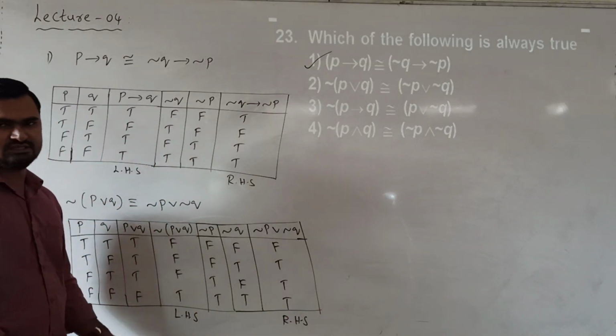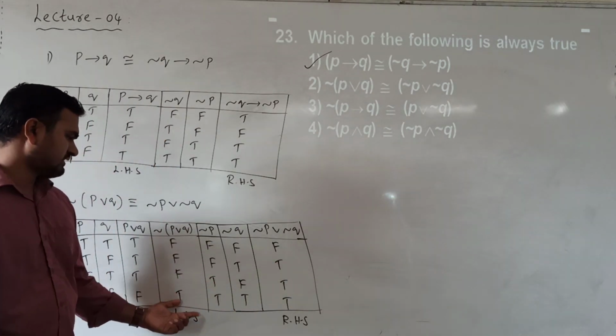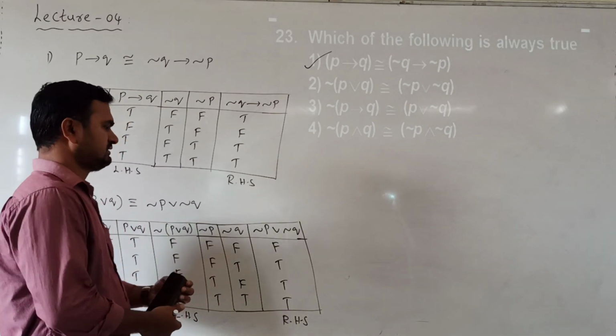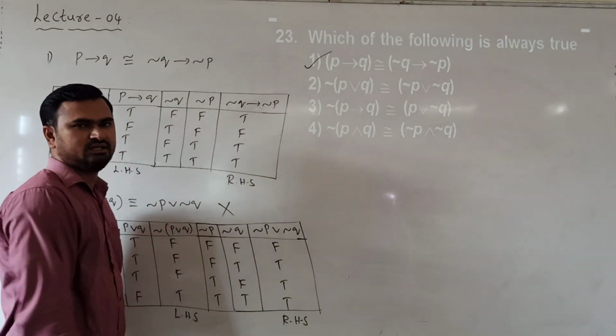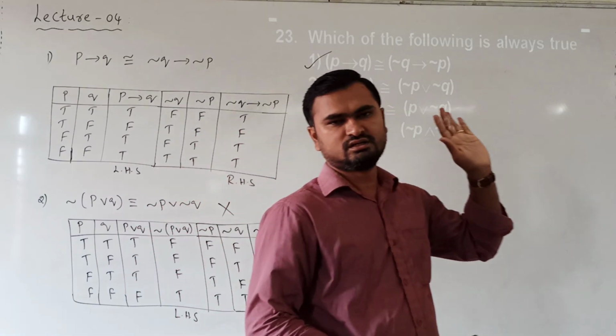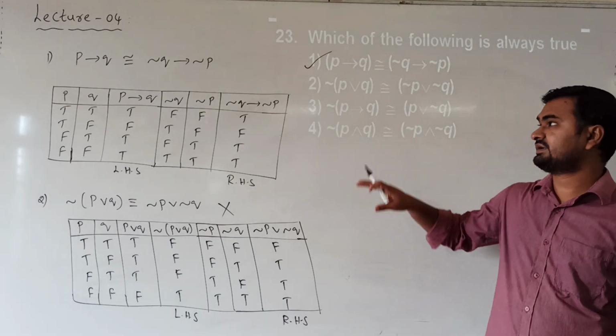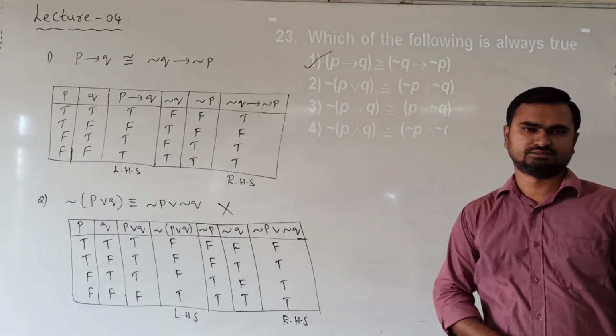Now see, LHS and RHS, are they having the same truth values? They are not having the same truth values. So these are not logically equivalent. Similarly, you can see the third option, fourth option, write the truth table, they will not be equivalent. So only one option will be correct here, that is the first option.